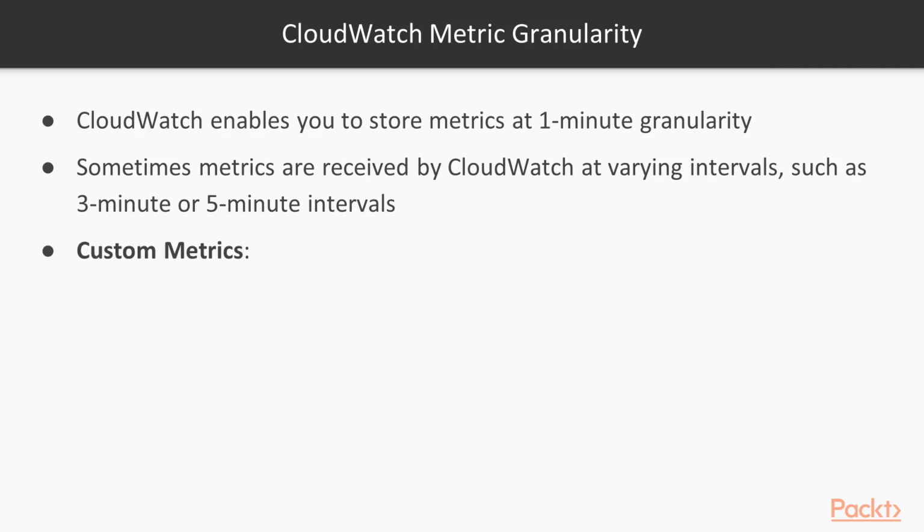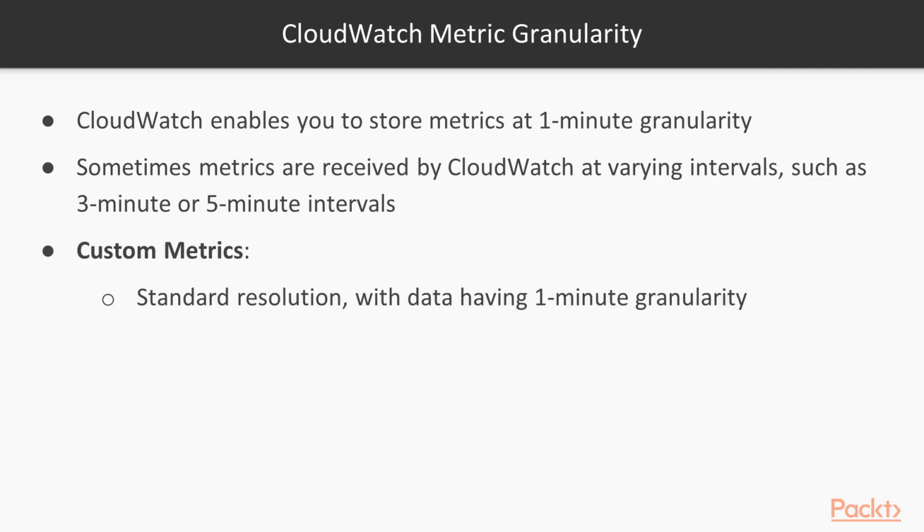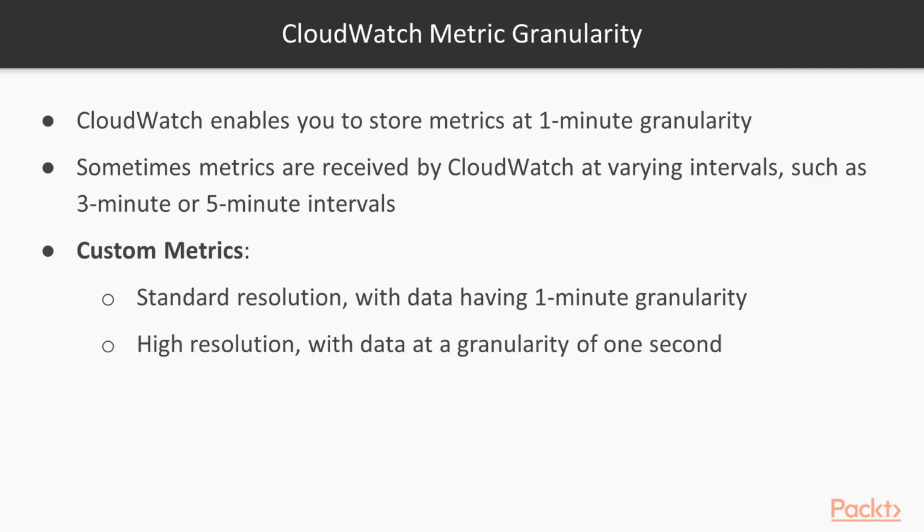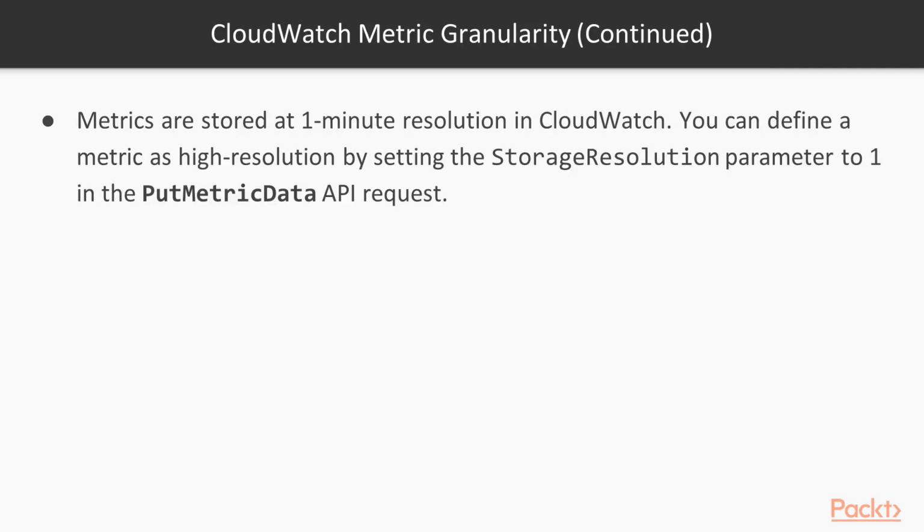Now, with regards to custom metrics, we have standard resolution with data having 1 minute granularity and high resolution with data having granularity of 1 second. Metrics are stored at 1 minute resolutions in CloudWatch, and you can define a metric as high resolution by setting the storage resolution parameter to 1 in the put metric data API request.